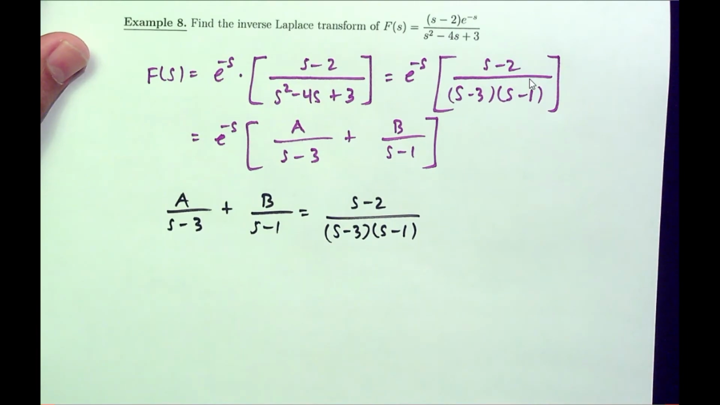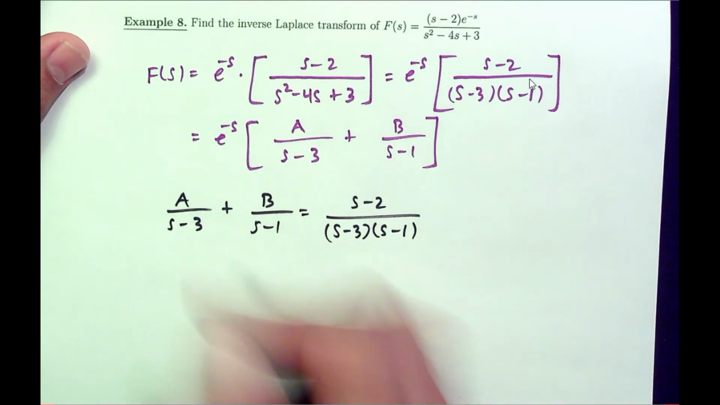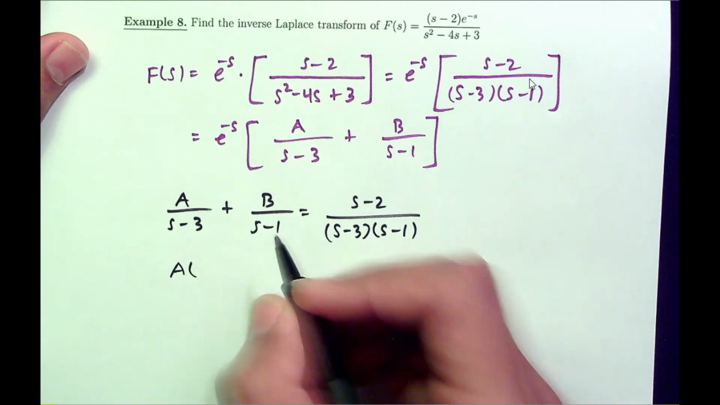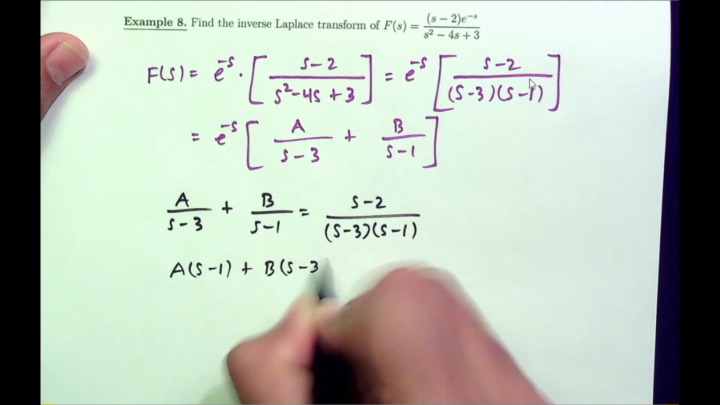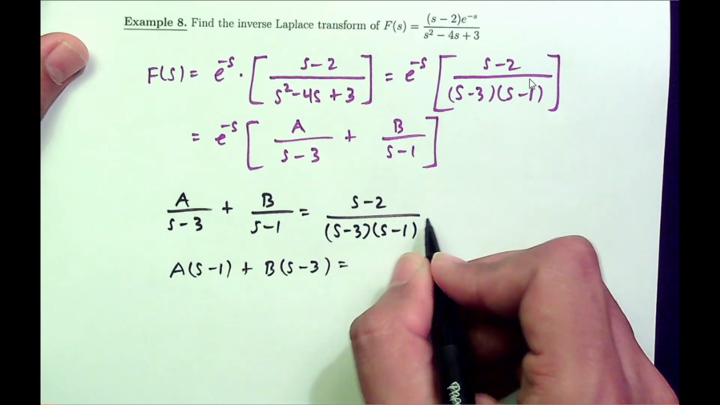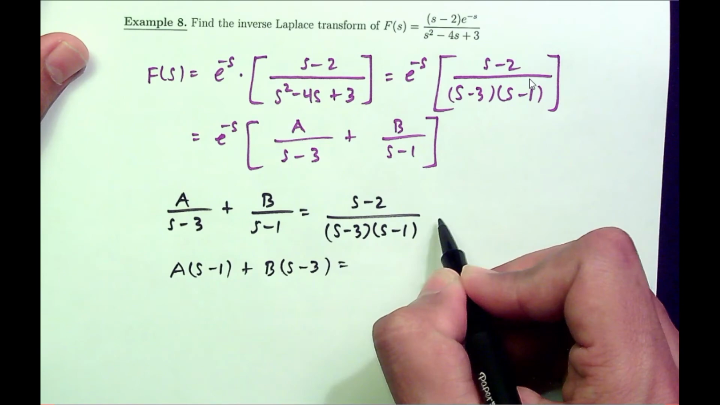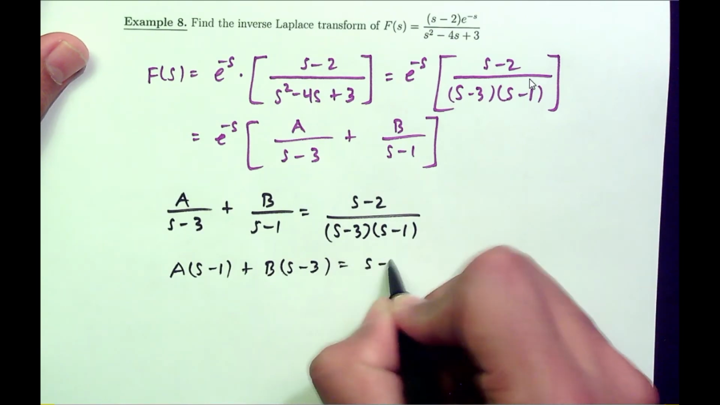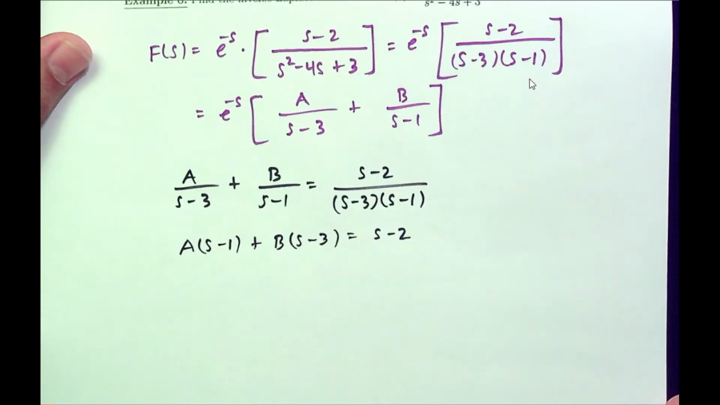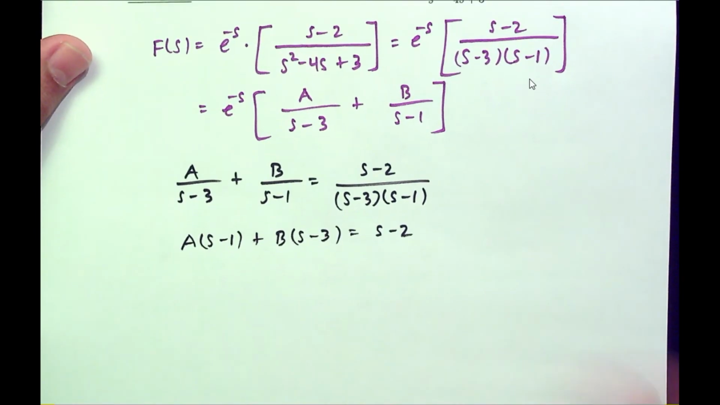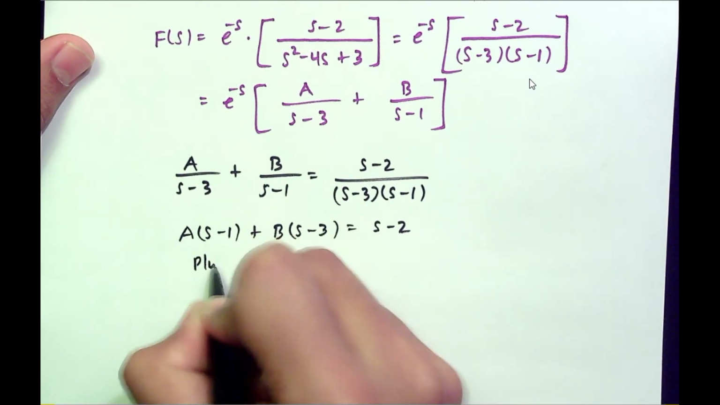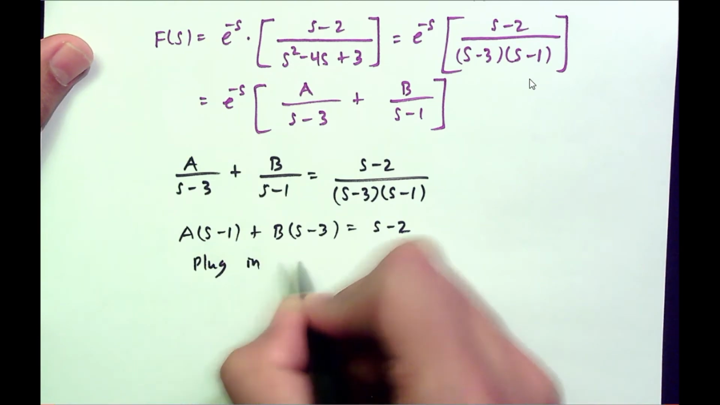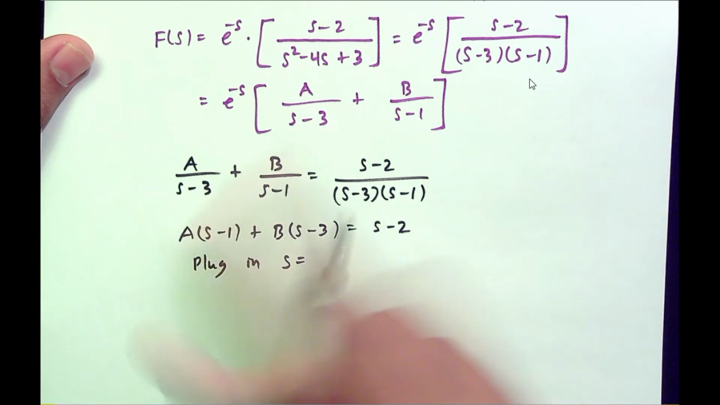Okay, now we're going to multiply both sides by s minus 3, s minus 1. So this is going to be a times s minus 1 plus b times s minus 3. And when you multiply here by this, that just goes, and you end up with s minus 2. That's what you get. Then plug in numbers that make one term equal 0.